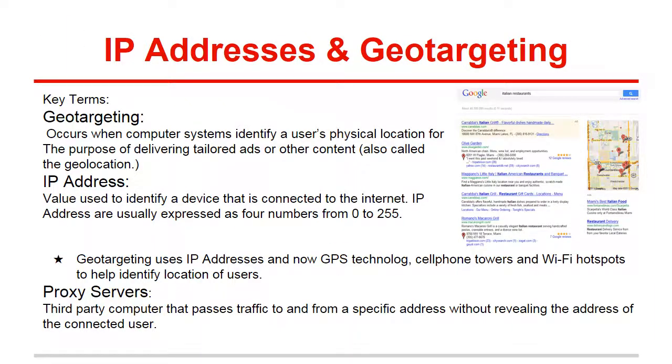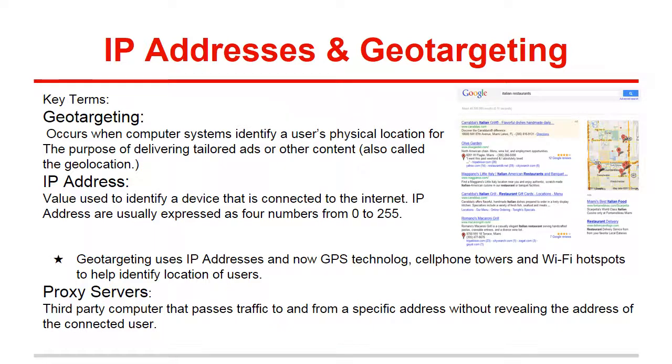Now we'll talk about IP addresses and geotargeting. Geotargeting occurs when computer systems identify a user's physical location for the purpose of delivering tailored ads or other content. This is also known as geolocation. Ads pop up tailored to the area in which you live. This can be a great asset for advertisers.